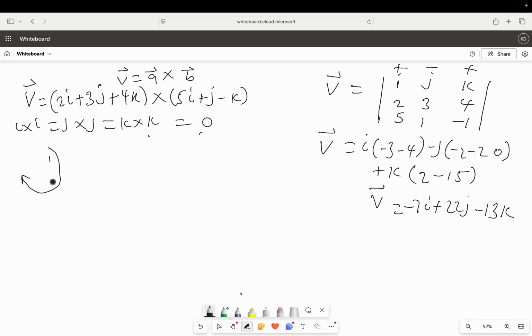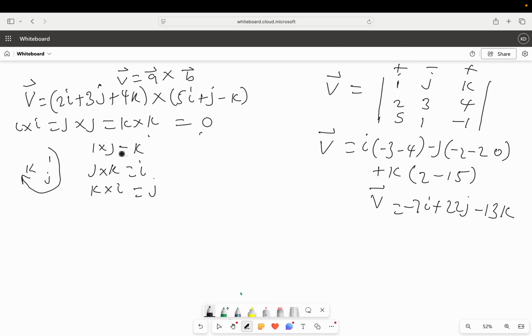So I have my i, I have my j, and I have my k. If I have i cross j, in the clockwise direction it will be the next unit vector, so it will be k. Then j cross k will be the next in the clockwise direction, so it will be equal to i. And then k cross i in the clockwise direction will be the next element, which is just j.